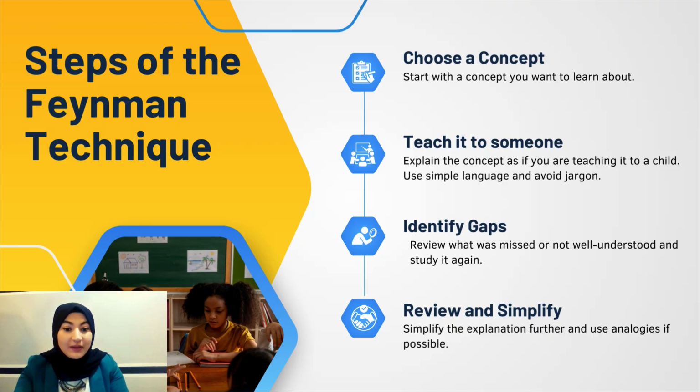So after I explained the Feynman technique and what it means, now we need to talk about the steps of the Feynman technique. This technique is straightforward. It involves four key steps. First, choose a concept. Second, explain it to someone in simple terms, like if you are teaching it to a child. Third, identify the gaps in your explanation, what was missed or not well understood, and study it again. And then the fourth one, review and simplify further. This method helps solidify your understanding and allows you to communicate complex ideas clearly.